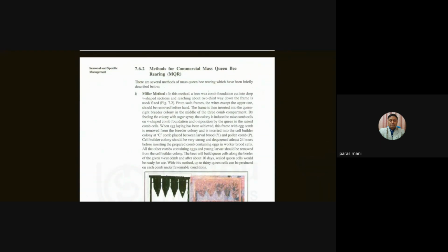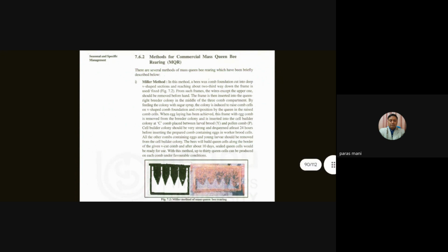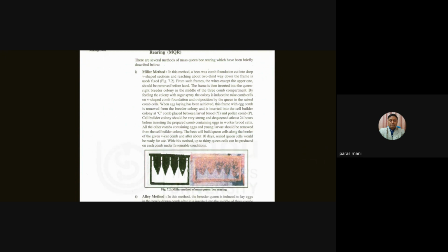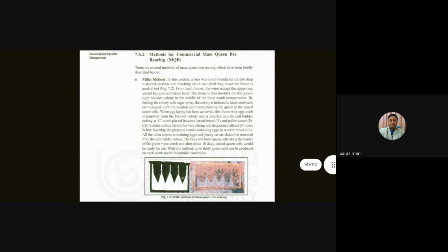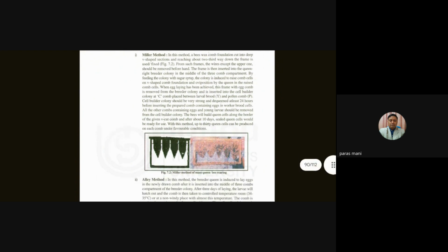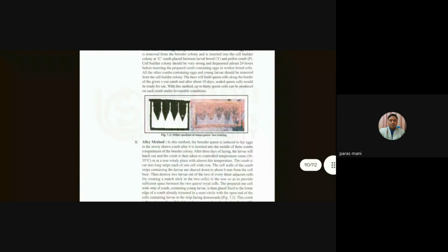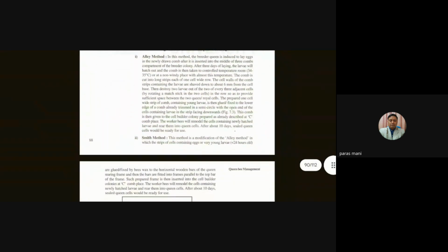There are different methods of commercial mass queen bee rearing techniques. They have given different methods with photographs and illustrations. One is the Miller method. These are all preliminary methods tried during the early stages. And the Alley method, Smith method.